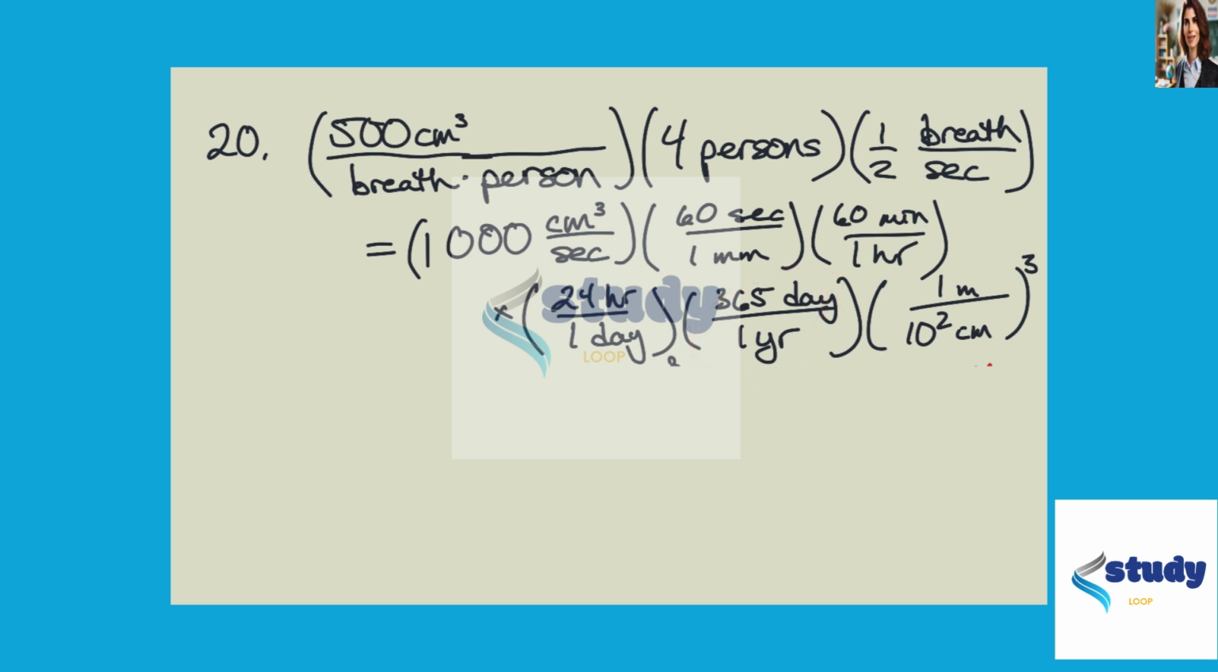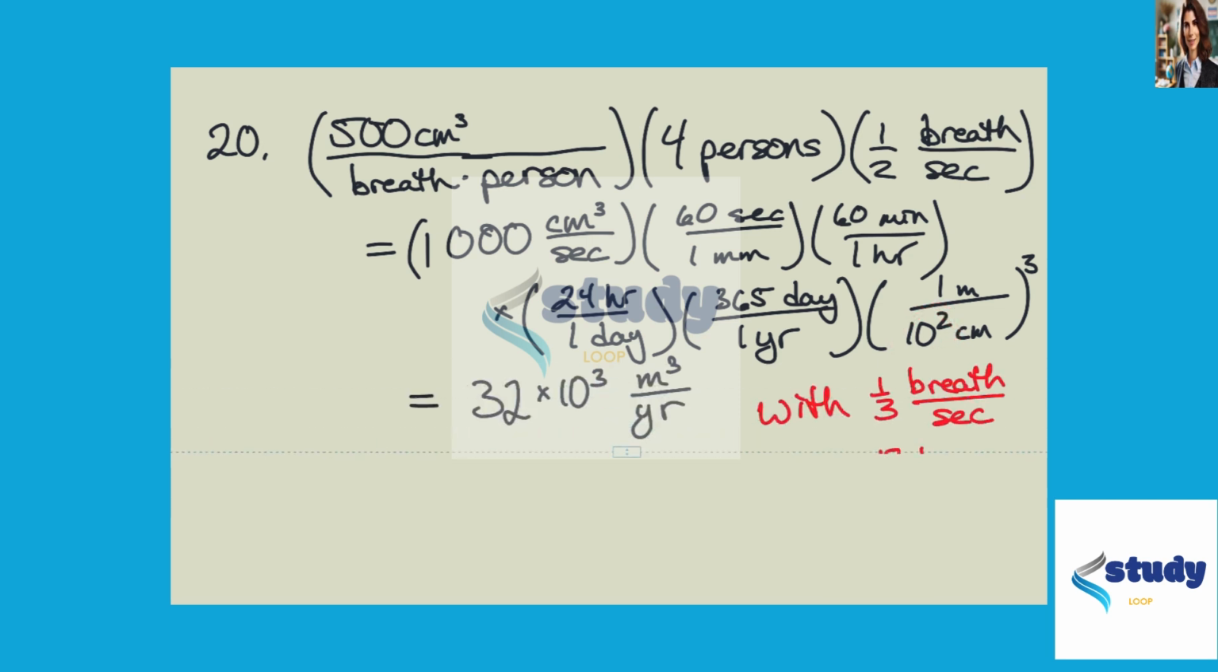And then we need to convert that from cubic centimeters to cubic meters. So we know there's 100 centimeters in 1 meter, and then we need to cube that. So this becomes 10 to the 6th. And then if we do all that unit conversion, we get about 32 times 10 to the 3rd cubic meters per year.